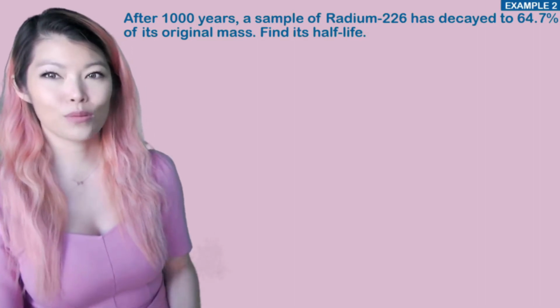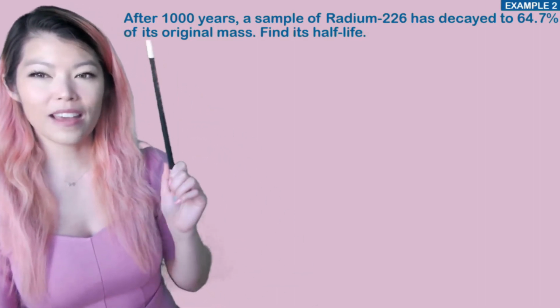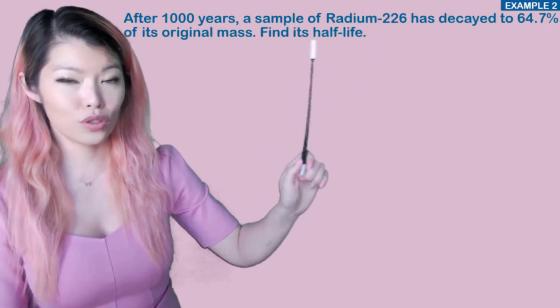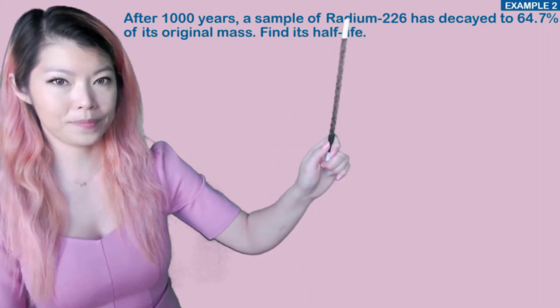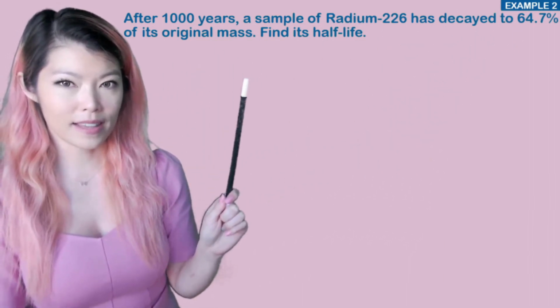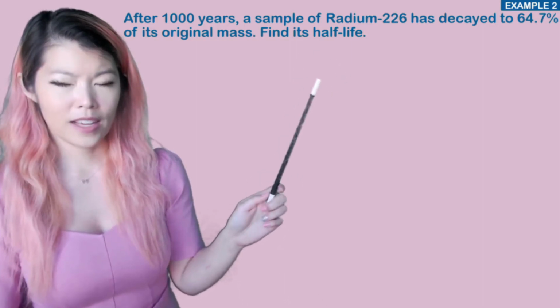Example 2, and the last one for this video. Thanks for being so patient. After 1,000 years, a sample of radium-226, now don't worry about the 226, that's just the name of radium, has decayed to 64.7% of its original mass. Find its half-life.